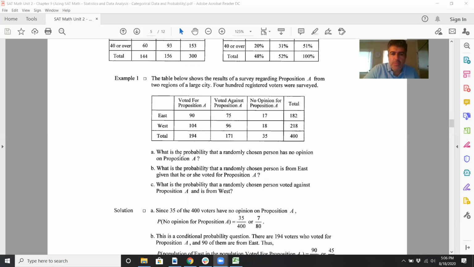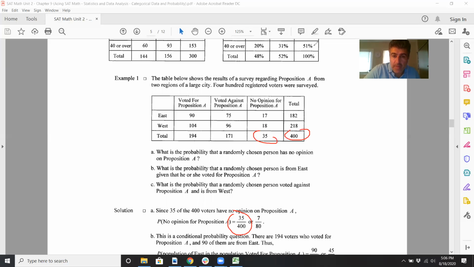The first question: what's the probability that a randomly chosen person has no opinion? Well, all the people who have no opinion is 35, and there's 400 people we polled. So 35 out of 400, easy peasy.